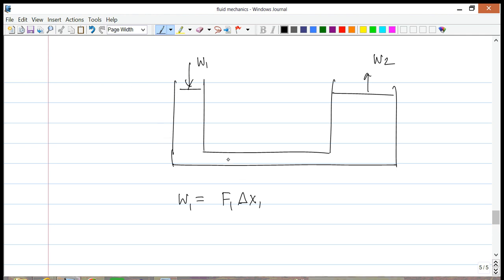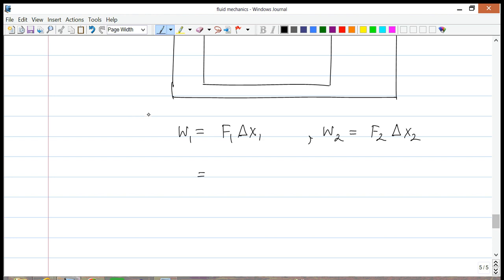So this is the work done on the left hand side, and on the right hand side it will be equal to the work done by the force F2. So it will be F2 times delta X2. Now we know that the two pressures are equal. So I'm just going to call the pressure P, and now I know that F1 is equal to P times A1, so the work is P times A1 times delta X1, where A1 is the area on the left hand side. And similarly the work done by the other side is equal to P times the area on the other side multiplied by delta X2.